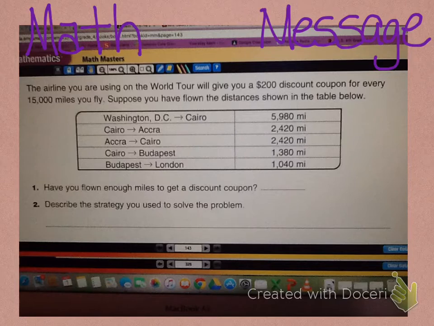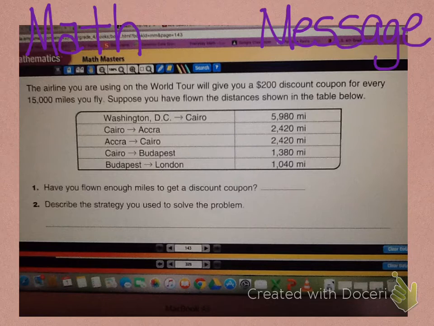And if you'll notice, here on the screen I have our math message for today. We have a problem that is discussing some possible distances between different cities, a world tour, where the airline is going to give you a $200 discount coupon for every 15,000 miles you fly. So suppose that you have flown the distances shown in the table. Have you flown enough miles to get a discount coupon? Describe the strategy you used to solve the problem.